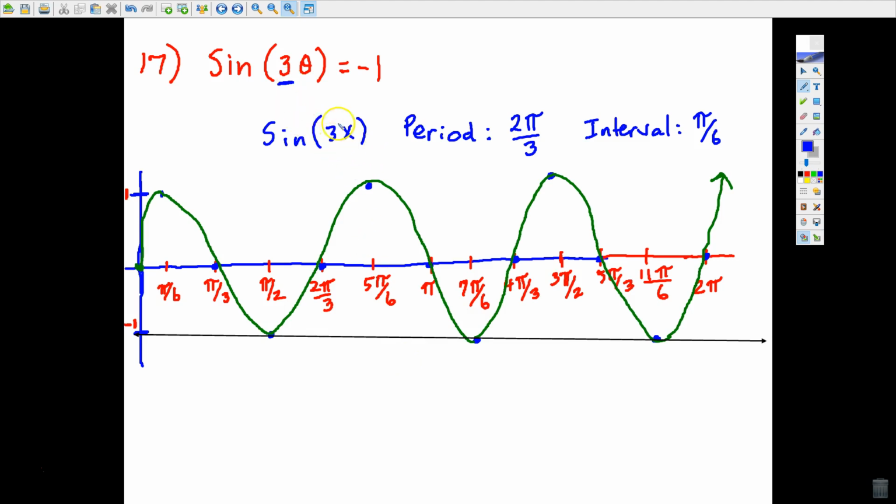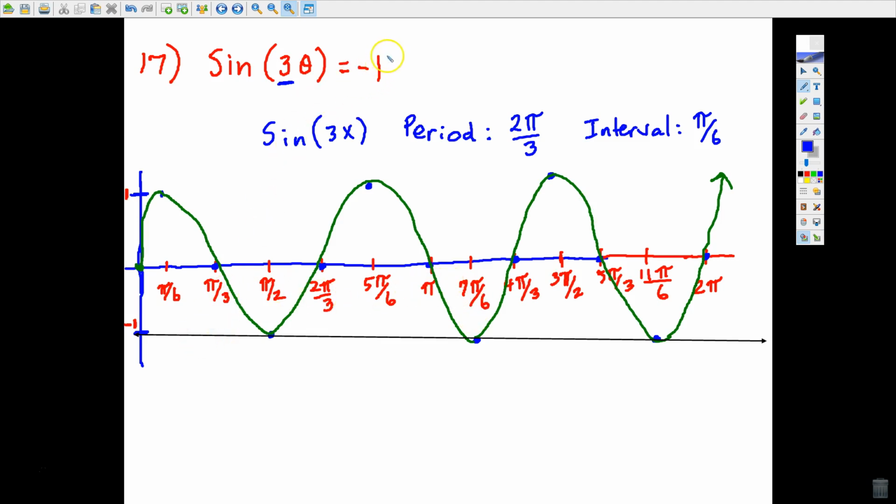And here's why. Remember when we graphed the sine function and we came up with the period 2 pi over whatever was in front of theta? In this case it would be 3. And then we came up with the interval. Remember how we came up with the graph interval? We just took that number divided by 4, which is another way of saying times 1/4.